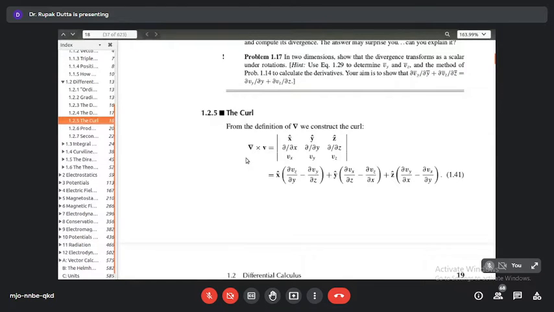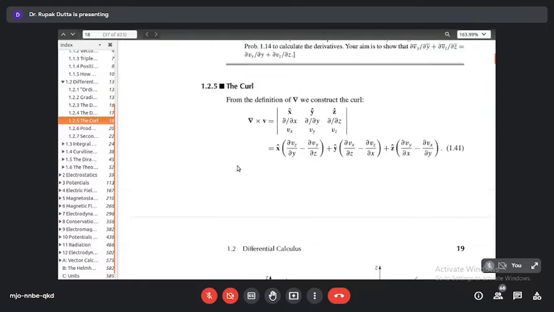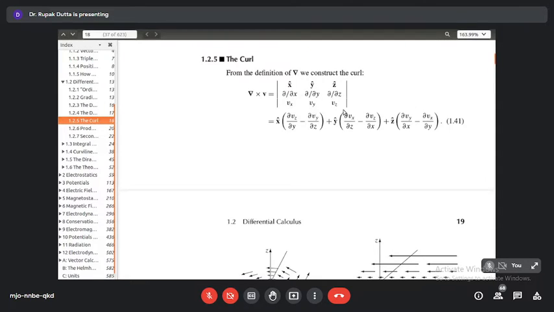Curl is defined as cross product of this del operator with this vector function v, and we know how to find out curl, or basically cross product. That is actually determinant of this particular matrix: x cap, y cap, z cap. Then for the del operator it is del x, del y, del z. For v it is vx, vy, vz. So if you find out the determinant, it will look like this. So this is the curl of v. Okay, so this definition is clear, right? This is very simple.